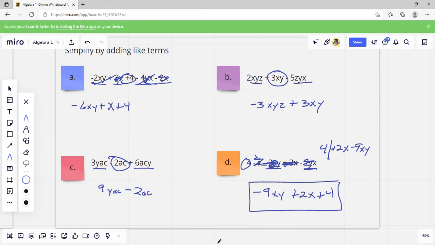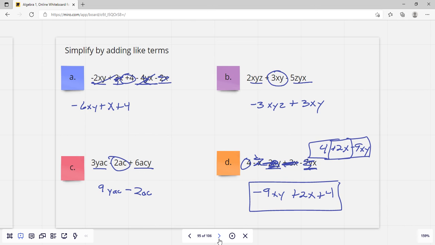Doesn't matter what order your terms are in. Remember, each one of these is a term, and we just combined all of our terms that were like terms. Is that all of those?